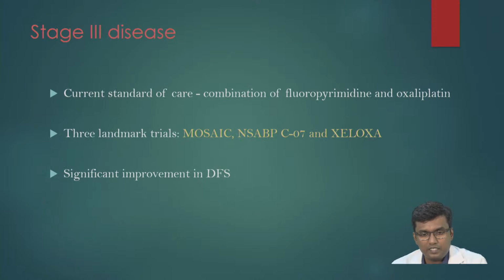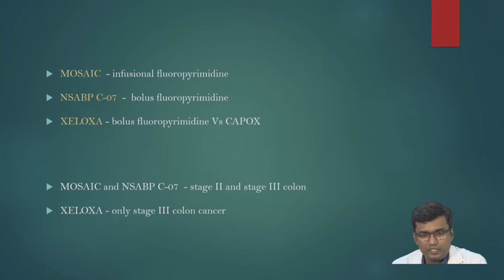Now let's move on to stage 3 disease. The current standard of care is a combination of 5FU and oxaliplatin. We have 3 landmark trials, the MOSAIC, the NSABP C-07 and the XELOXA trial. These compared the combination of 5FU and oxaliplatin against single agent fluoropyrimidine, which was the previous standard of care. All these trials showed a significant improvement in disease-free survival. Looking at the therapeutic regimens, MOSAIC used an infusional 5FU, whereas NSABP used a bolus 5FU regimen. XELOXA used a bolus 5FU against the CAPOX regimen. The MOSAIC and NSABP trials included both stage 2 and 3 cancer patients, whereas XELOXA included only stage 3 colon cancer.